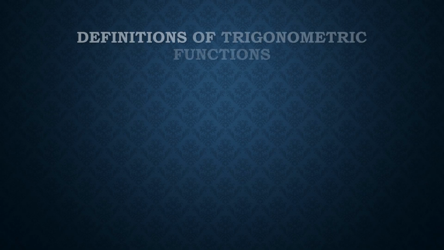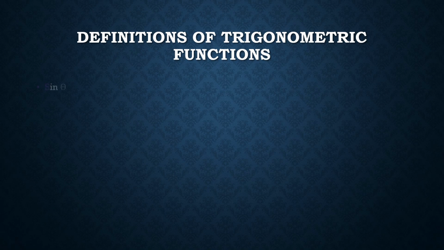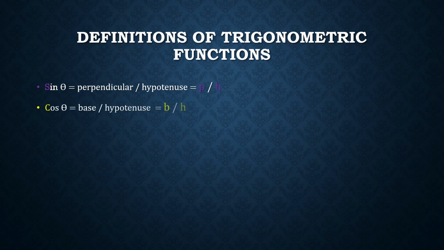Now let's look at the definitions of the main trigonometric functions. First, we have sin theta. Sin theta equals perpendicular divided by hypotenuse. Next is cosine theta. Cosine theta equals base divided by hypotenuse. And the third one is tan theta. Tan theta equals perpendicular divided by base.